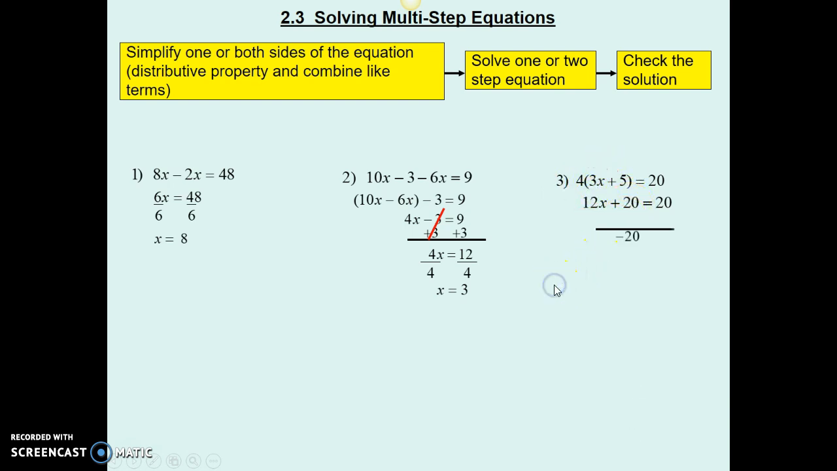Next, I'm going to subtract 20 from both sides, giving me 12x equals 0. And yes, you can get 0 over here. Divide by 12, and x equals 0. So if I plug that back in here to check it, 3 times 0 is 0. 0 plus 5 is 5, and 4 times 5 is in fact 20. Therefore, 0 is the correct solution.